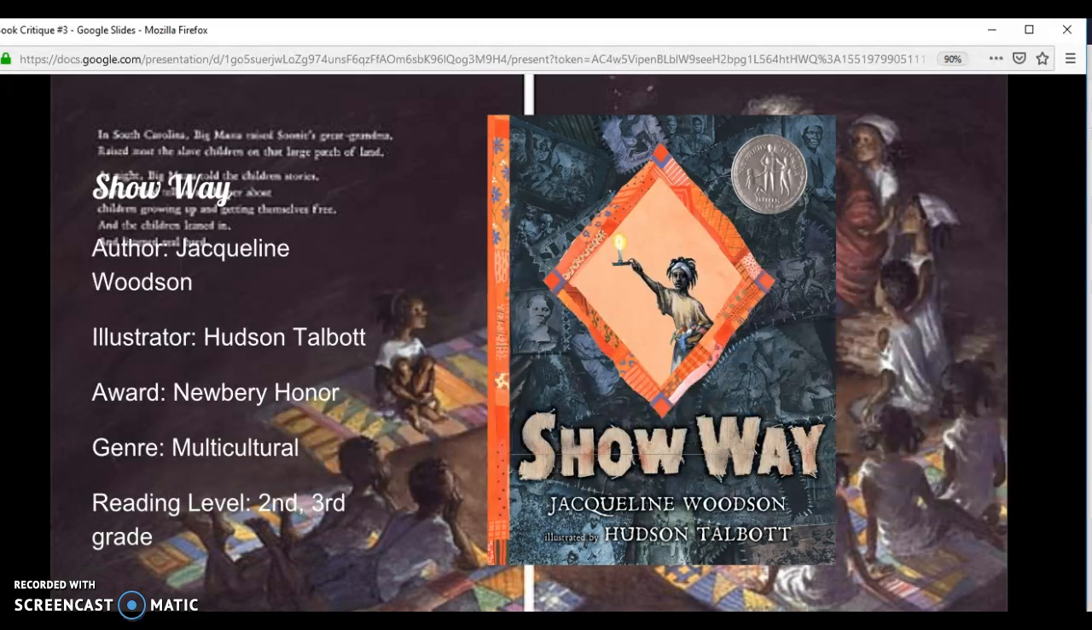This next book is called Show Way, written by Jacqueline Woodson. This is a story about a family of slaves, starting with Soonie's grandma, and progresses all the way to Mathis May. It talks about their entire family and how each girl in the family sews these beautiful quilts that she disguises as a map to help the slaves escape to the North.